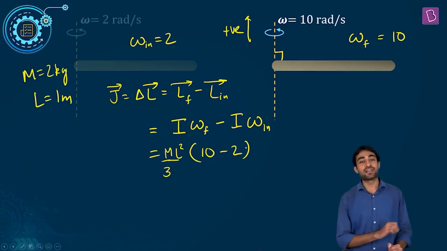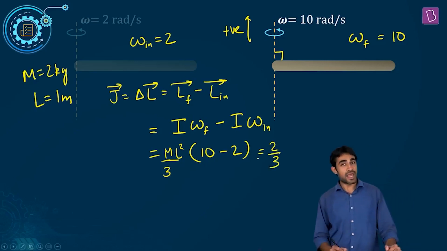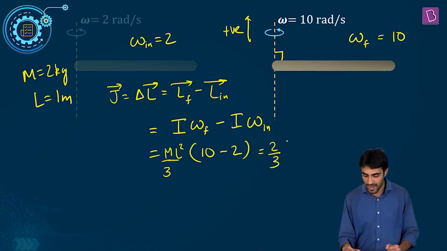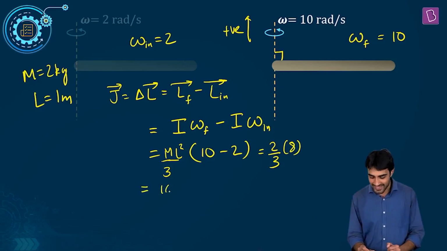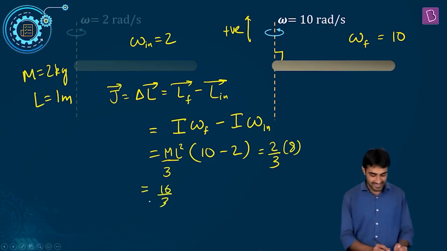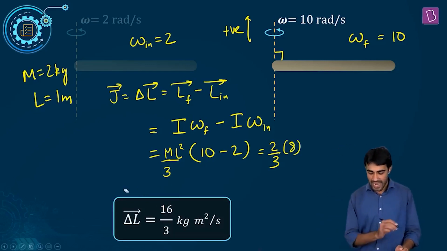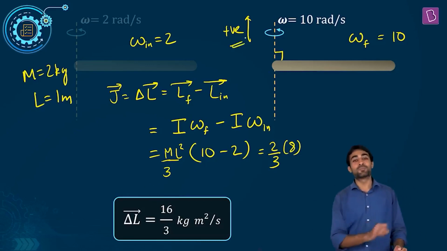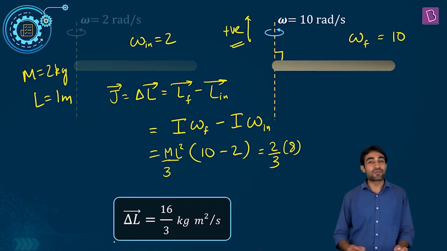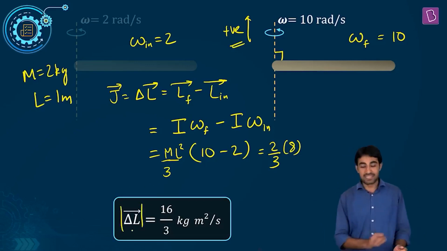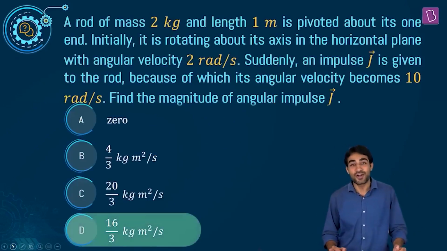Okay, so let's put the values. Mass is 2 kg, so we get 2 by 3. And L we put as 1 meter, so 1 square is 1. And 10 minus 2 is 8. So what are we getting? We are getting 16 by 3. Yes, this is the angular impulse. The direction of this angular impulse is positive, plus 16 by 3, so the angular impulse is in the upward direction. Anyway, we have to find the magnitude, so the magnitude will be 16 by 3. And we can mark option D as the right answer for our question.